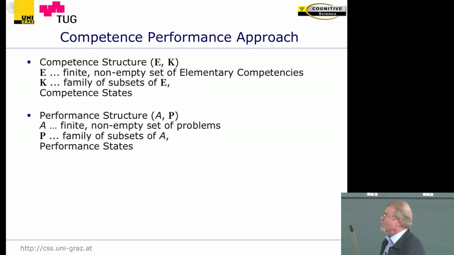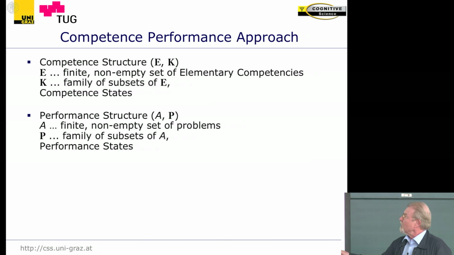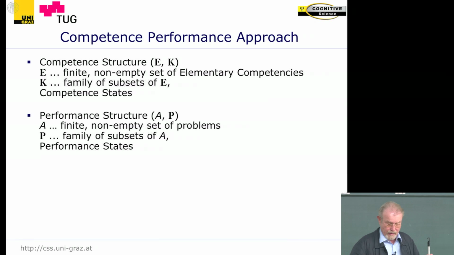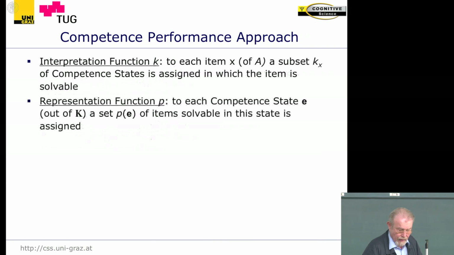And we have a second structure. The set is the problem set. And we have a performance structure with the performance states, and it's equivalent to what we already know about the knowledge structure and the knowledge states. And the interpretation function assigns to each of the items the competencies which are necessary to solve the item, and the representation function assigns to each competence state those items which are solvable in this state.